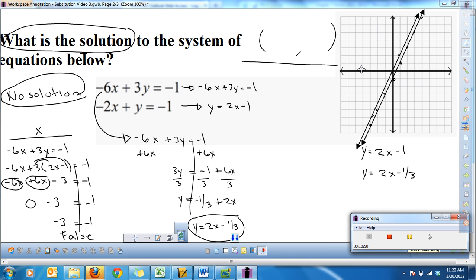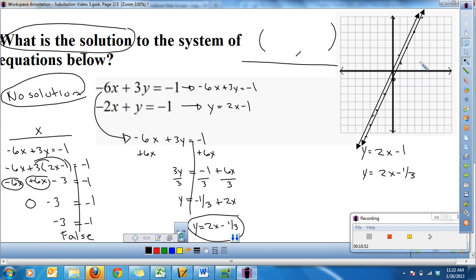Alright, now these two lines are pretty close together, but if you look, you should notice that those lines are parallel lines. They never touch. That is why it is no solution. These two lines will never intersect one another, and because they never intersect, their solution will be no solution.